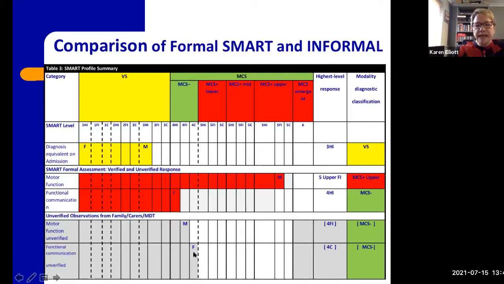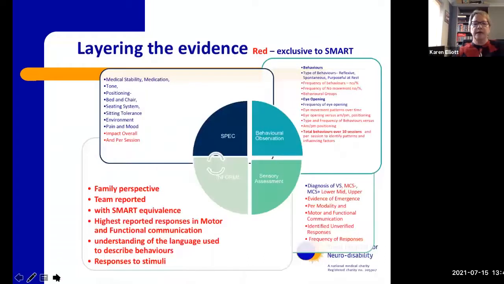You can see there's a difference here in functional communication. So in the SMART, we're still in the same level though, we're still all at level 4, but the frequency is different. And this was a smile that the person did that was an appropriate smile, appropriate to the situation. We'd seen it a couple of times in the SMART, but the family reported that that person always smiled when they greeted them, when they arrived, when they were doing family things. So that's not unusual, that the family might see more of that response than we would see in the formal assessment. So it's giving us a good idea of what's happening.